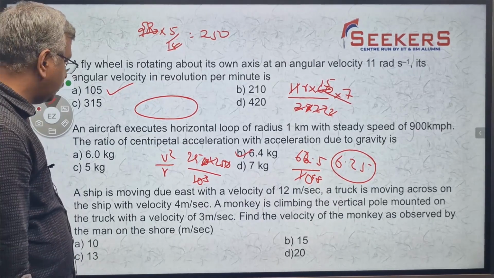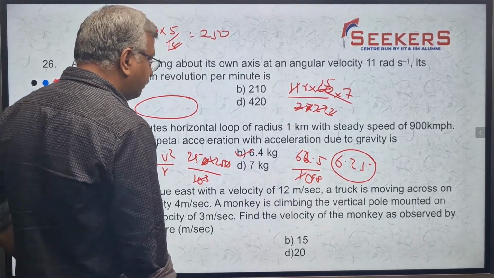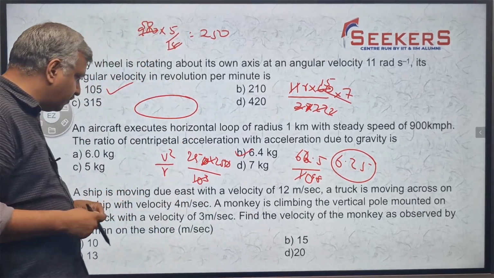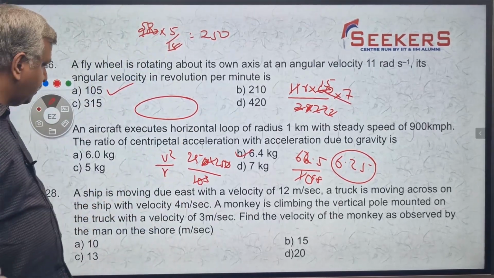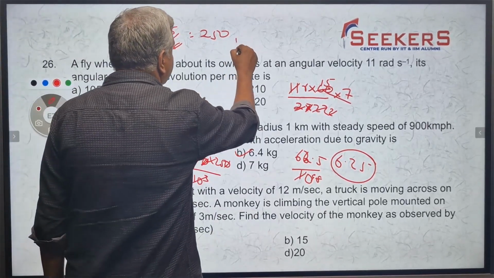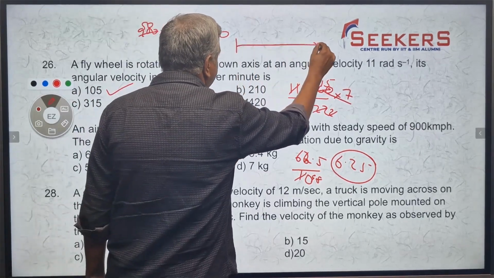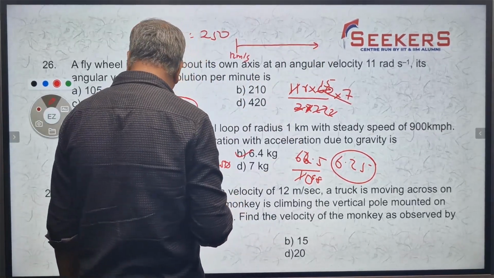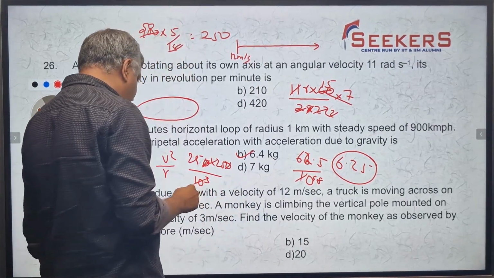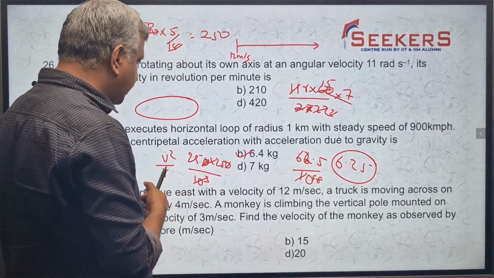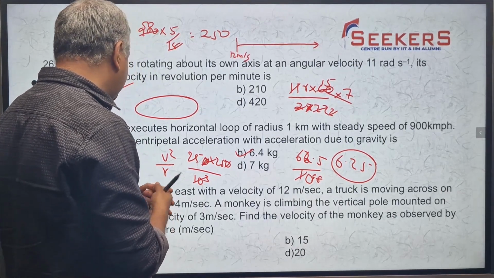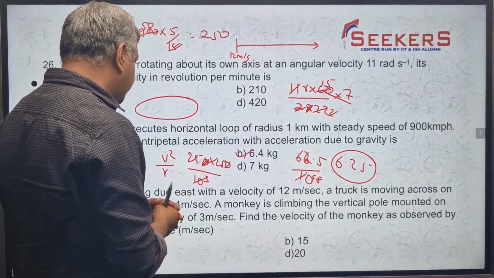A ship is moving due east with a velocity of 12 meters per second. A truck is moving across on the ship with a velocity of 4 meters per second. So there is a ship which is moving due east at 12 meters per second. On the ship there is a truck which is moving across the ship with a velocity 4 meters per second. A monkey is climbing the vertical pole mounted on the truck with a velocity of 3 meters per second. Find the velocity of the monkey.